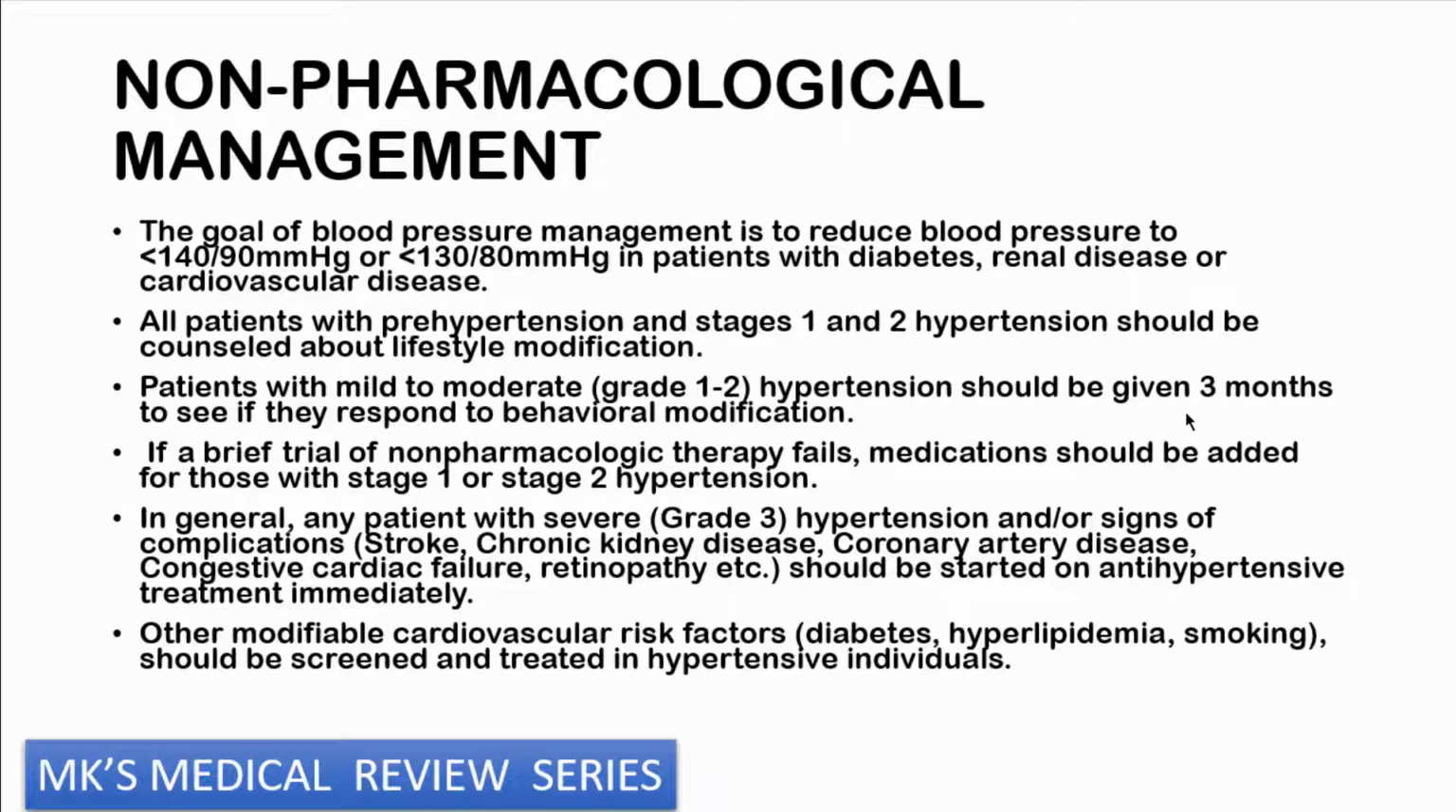But in general, if someone comes in with hypertension stage 3, if they come in with signs of end organ damage, like for example a stroke, chronic kidney disease, coronary artery disease, congestive cardiac failure, or any retinopathy or any other complication of hypertension, they should be started on antihypertensive immediately. And you should counsel this patient that these drugs are going to be taken for life. There is no curing of hypertension unless you determine the underlying cause and address the underlying cause. Once that has been addressed, then the hypertension will also abate.